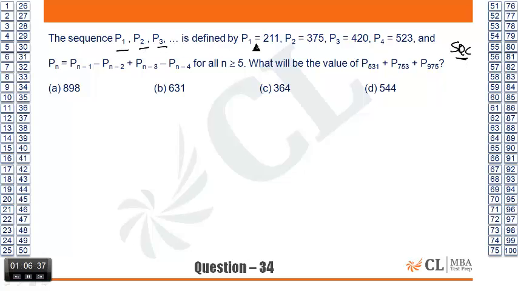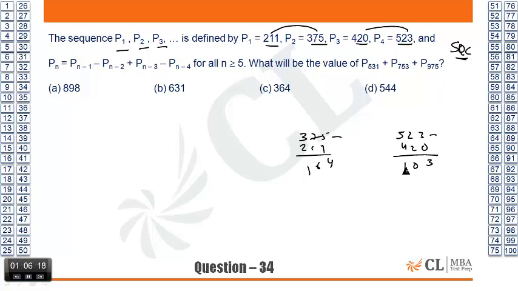P1, P2, P3 is defined. P1 equal to 211, P2 equal to 375, P3 420, P4 523. Bad numbers. Pn is given as this minus this plus this. So the good number, 375 minus 211. How much is it? 164. 523 minus 420, 103. In all probability, this I'll never do.